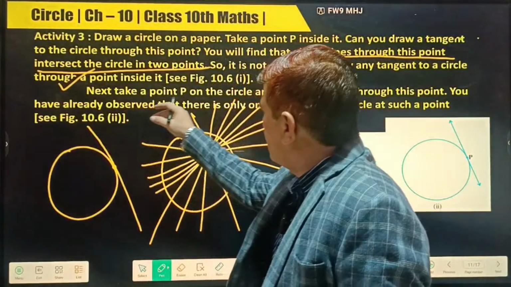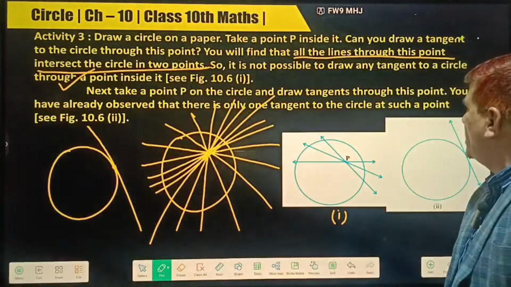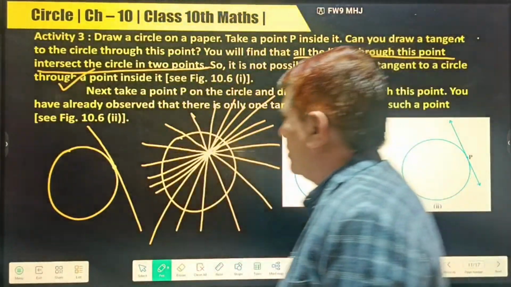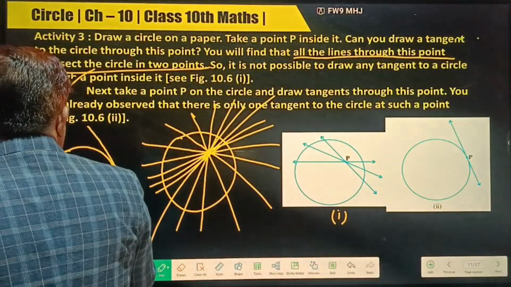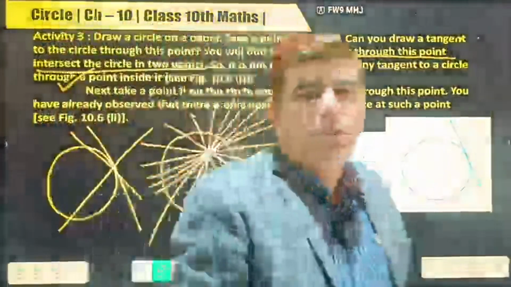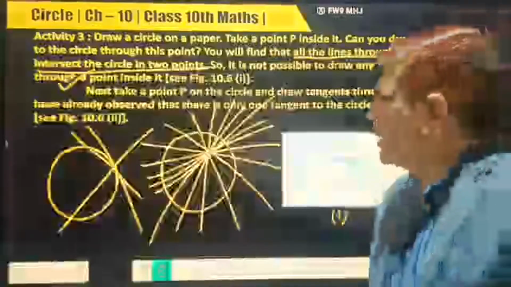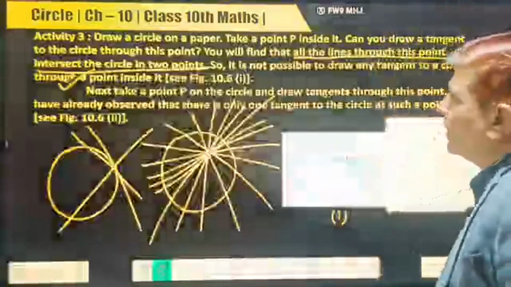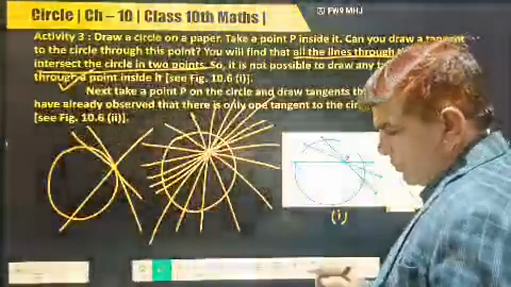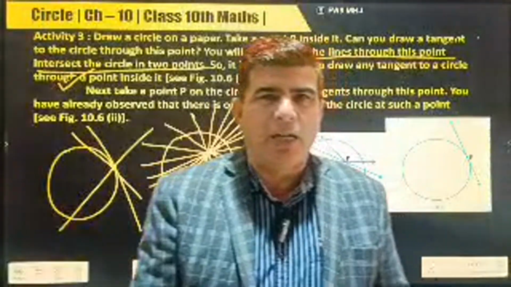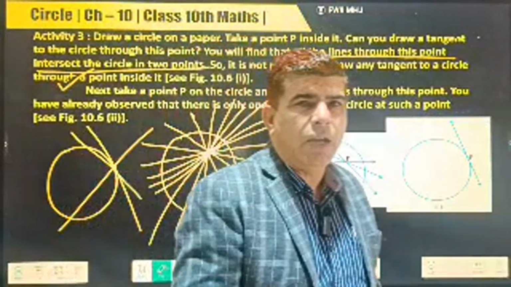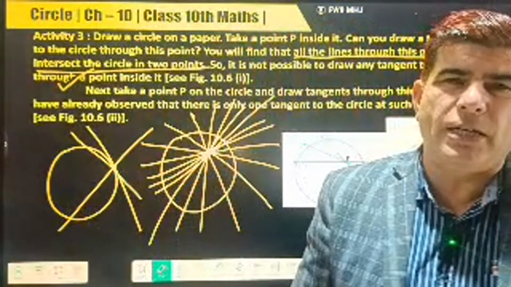So next, take a point P on the circle and draw tangents through this point. You have already observed this in the previous section of this chapter. If one tangent is possible, and if we draw any other, that one is definitely what? A secant of the circle, or a chord of the circle, you can say. So there is only one tangent to the circle at such a point. So first condition, if the point is lying inside the circle, it means there is no tangent possible on that circle. If the point is lying on the boundary of the circle, then one tangent is possible.